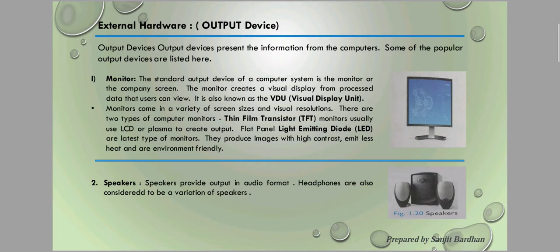Okay, next is speaker. We all know that the speaker is also an output device, and we use it to listen to music. When we wish to listen to music, then we use the speakers. The speakers provide output in audio format. Headphones are also considered to be a variation of speaker. That means headphone is also an output device.